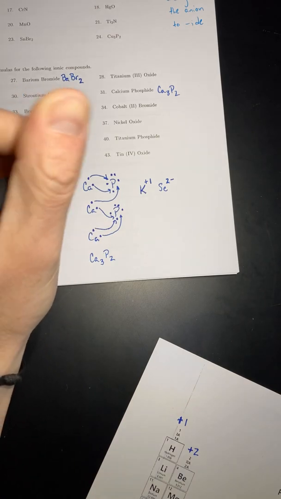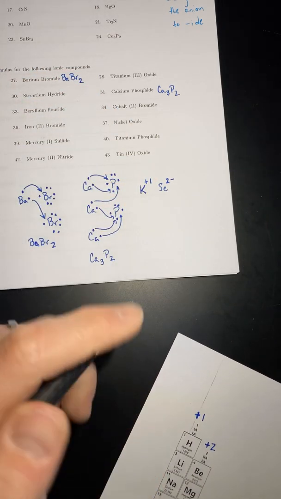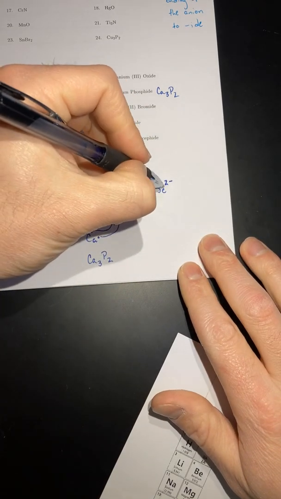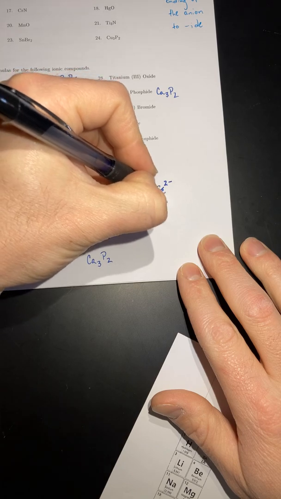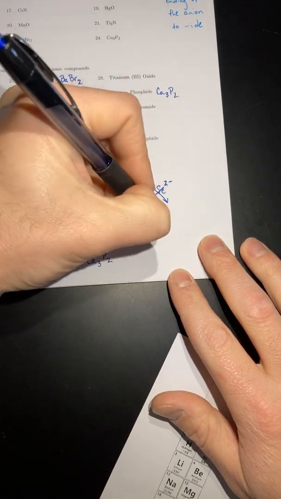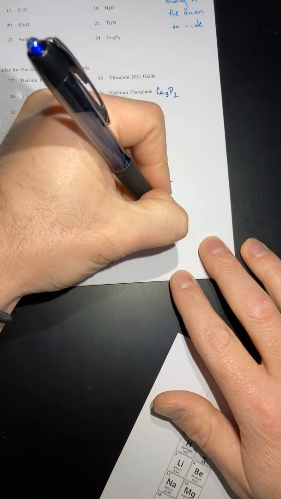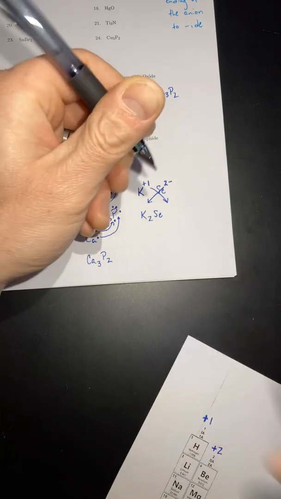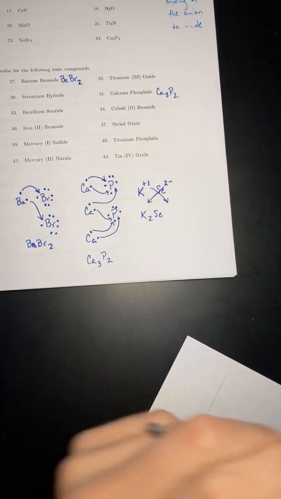Okay, now this is called the crisscross method. What you're going to do is take the numbers and crisscross them for your formula. So potassium gets a 2, selenium gets a 1, which you don't need to write. So that's your formula, K2Se.